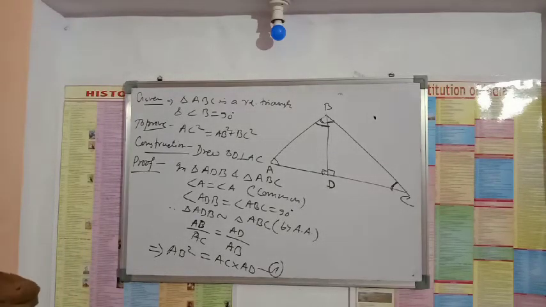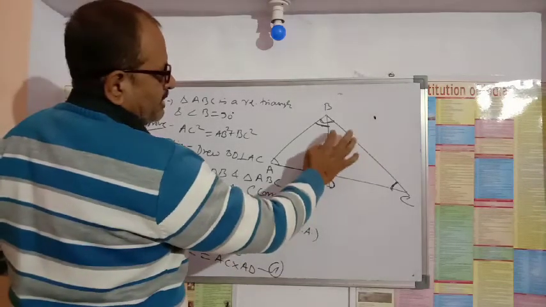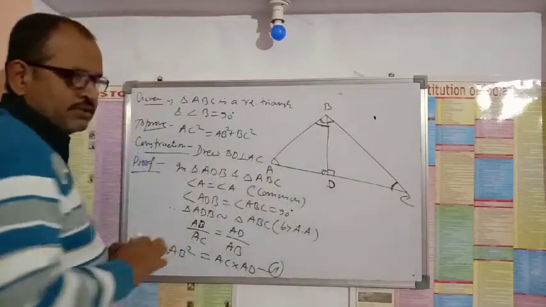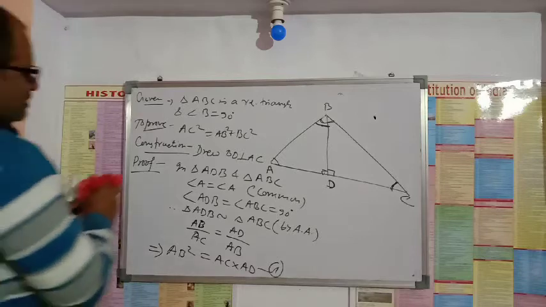So this is the half part. Next time we will take the small triangle CDB and the whole triangle ABC, and again prove them similar.